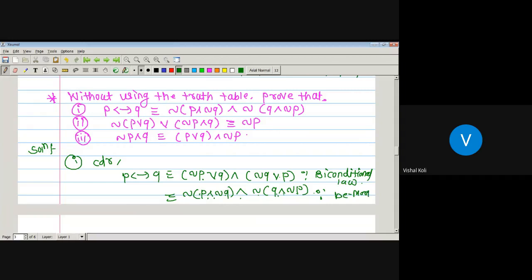Now check, P biconditional Q is nothing but (negation of P and negation of Q) and (negation of Q and negation of P), and that is equal to this one. So the first one will be true. Now the second one.